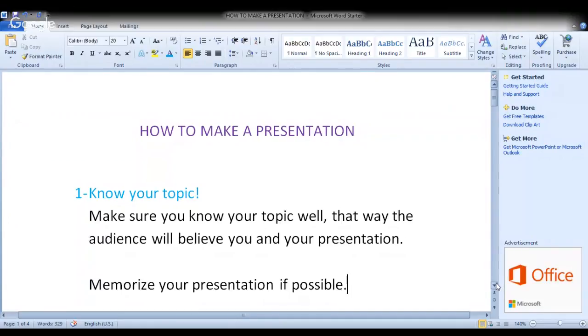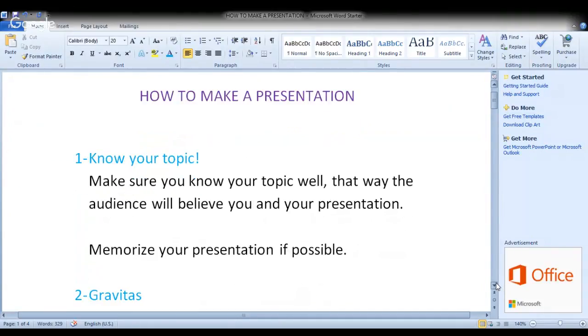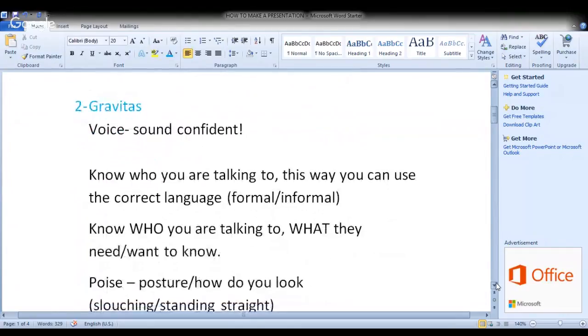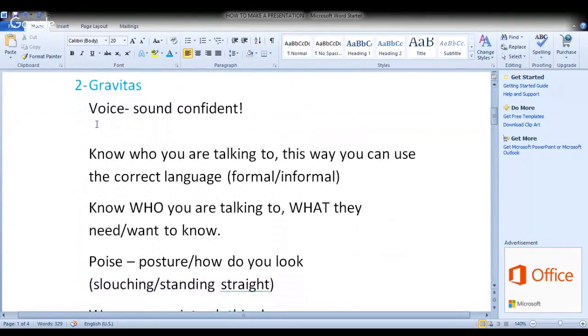So for now, what we can do is move down, and this word gravitas, I'm pretty sure no one's ever heard of it. I shouldn't say it like that. It's a new word for me in the past year, okay?